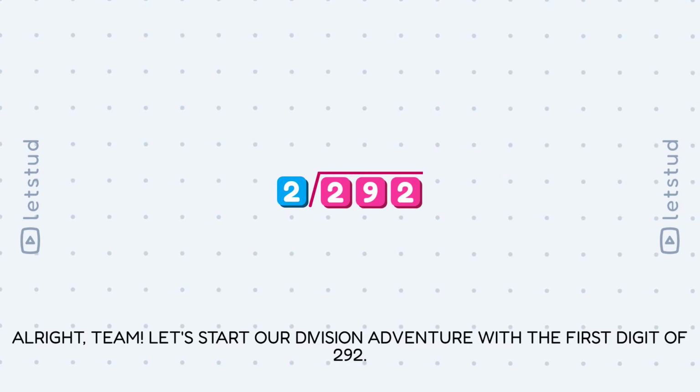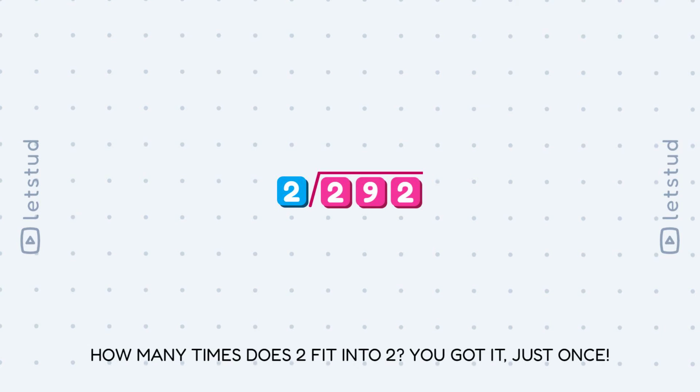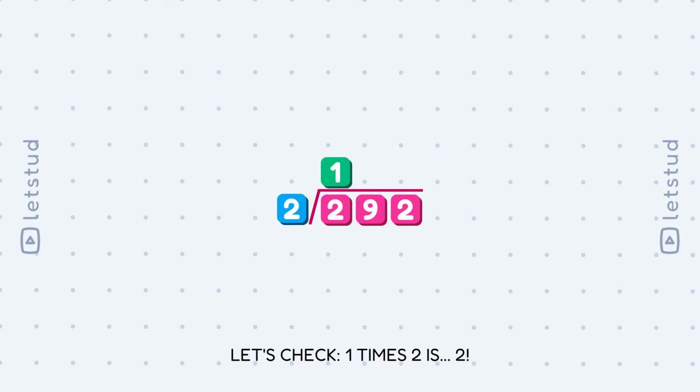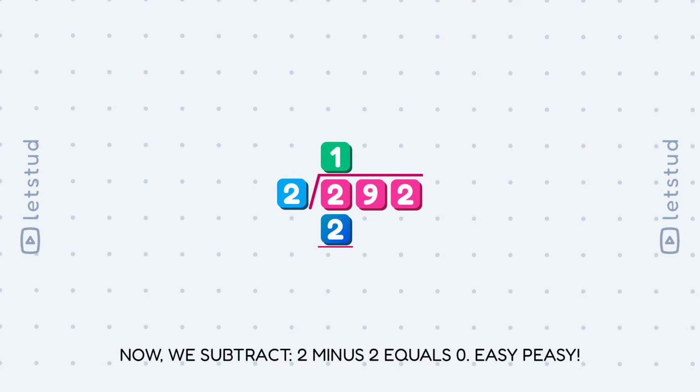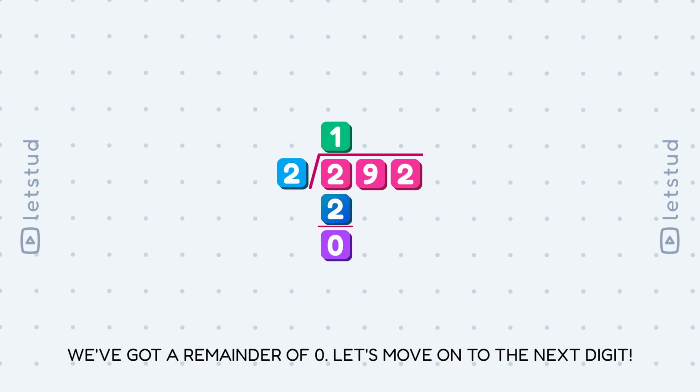Alright team, let's start our division adventure with the first digit of 292. We're going to use the first digit, which is 2. How many times does 2 fit into 2? You got it, just once. Let's check: 1 times 2 is 2. Now we subtract: 2 minus 2 equals 0. Easy peasy. You're doing fantastic, keep that awesome energy going. We've got a remainder of 0, let's move on to the next digit.